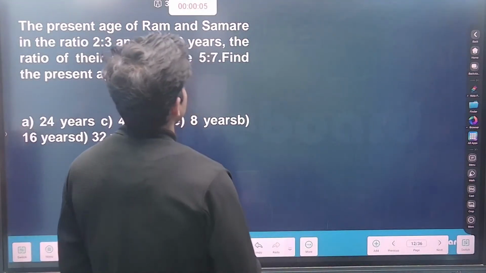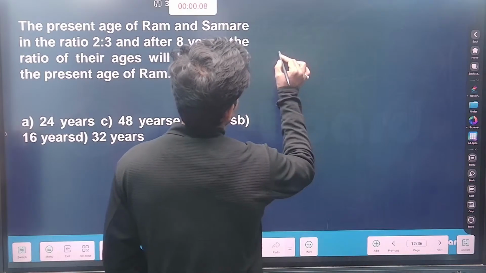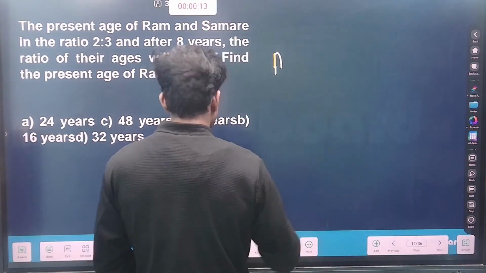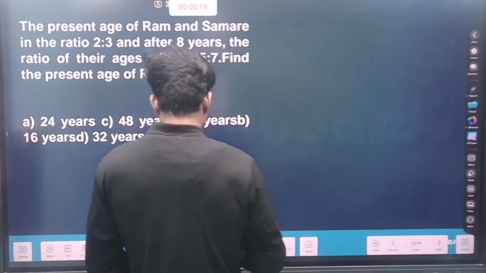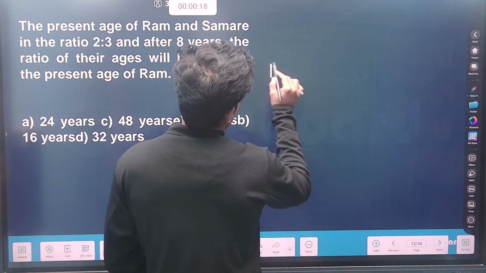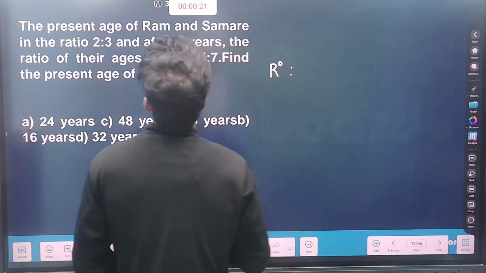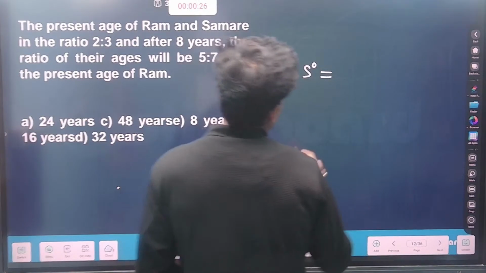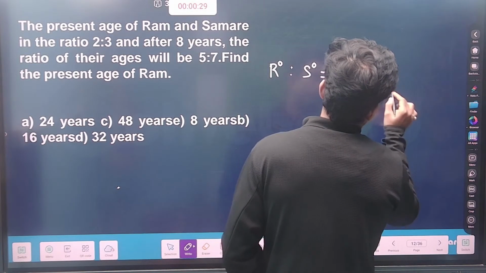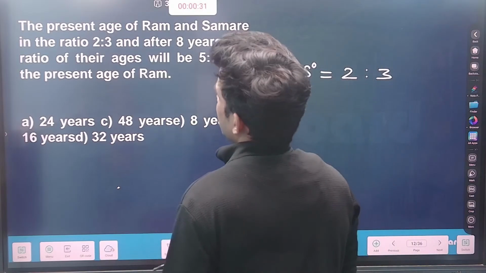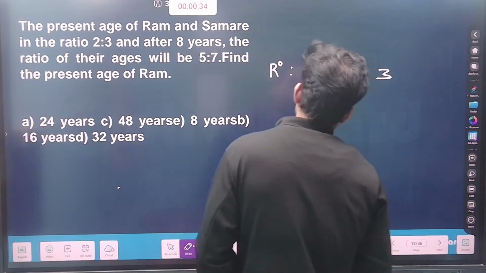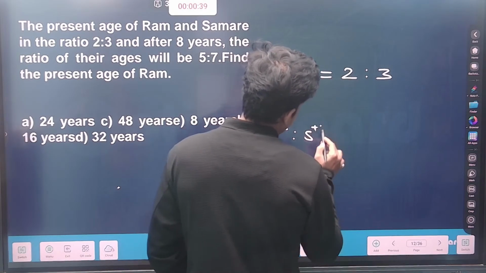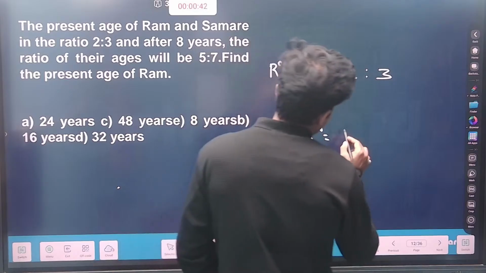Present age of Ram and Shyam. Ram's present age and Shyam's present age. The ratio is 2:3. After 8 years, the ratio of their ages will be, after 8 years means R plus 8 is to S plus 8. The ratio would be 5:7.